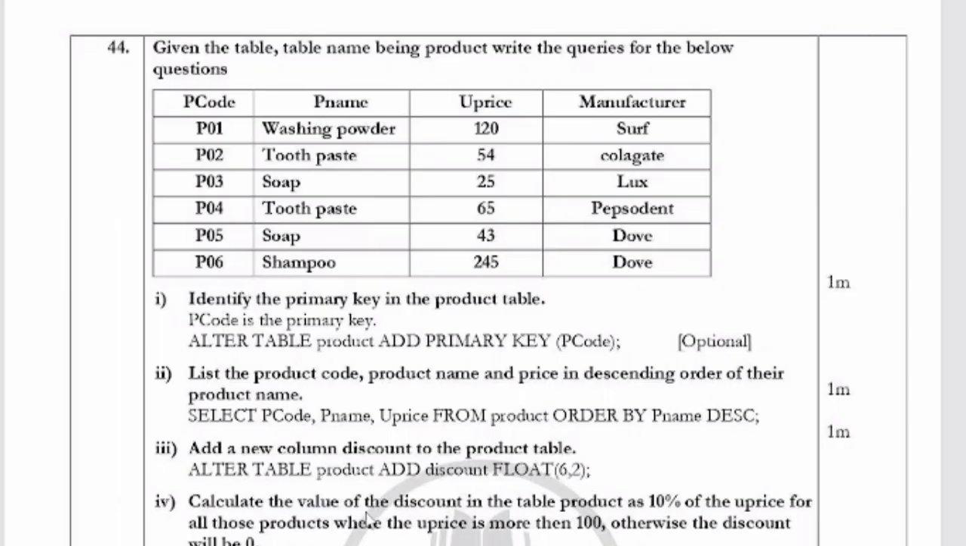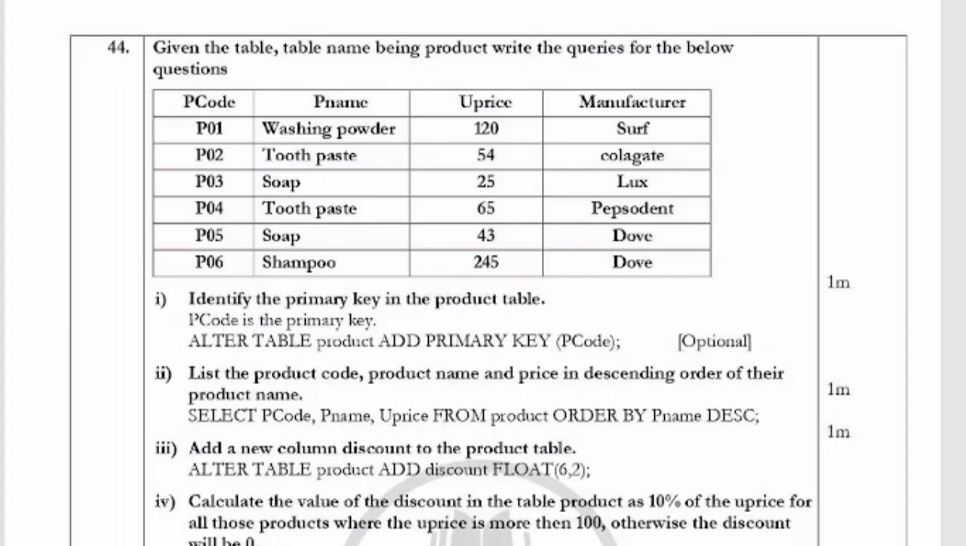Okay, calculate the value of the discount in the table product as 10% of the U price for all the products. UPDATE product SET discount equals U price times 10%, which we write in decimal, that is 0.10, WHERE U price is greater than 100, because they have given that if it is greater than 100. See here, U price is more than 100, so put the WHERE condition U price greater than 100. Okay, UPDATE product SET discount equal to 0 WHERE U price is less than 100.